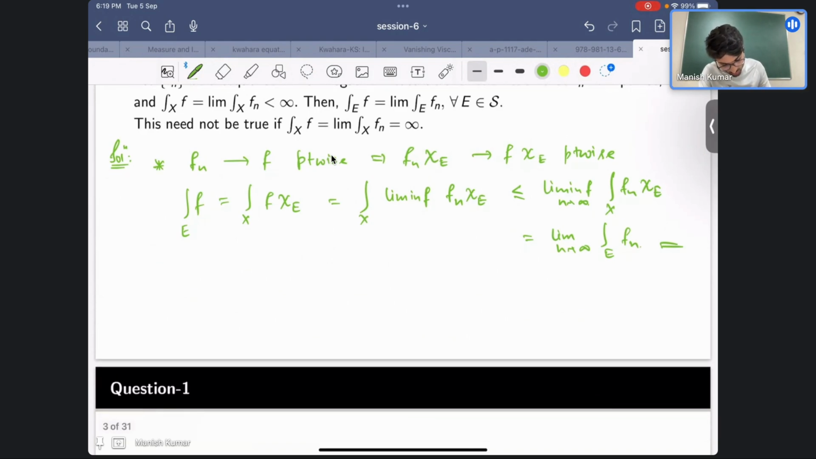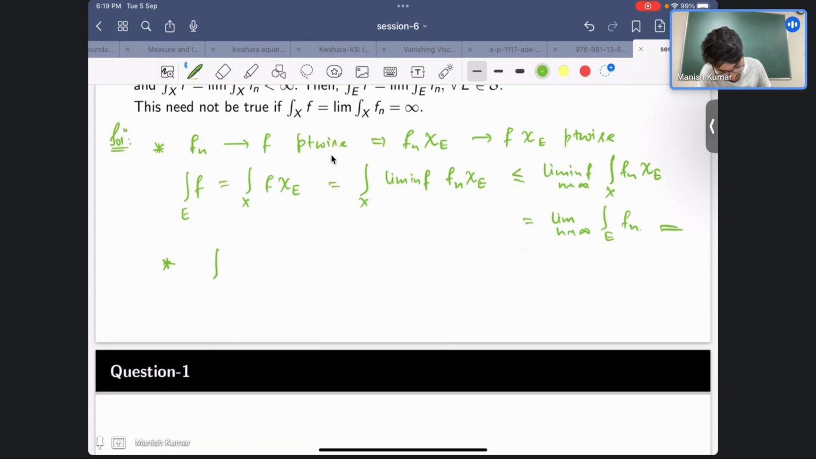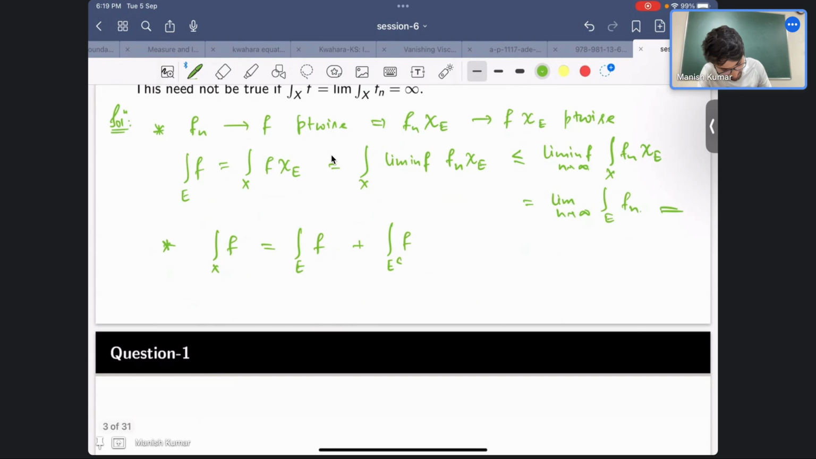Now as she was saying, she was not able to do the reverse part. So for that, you can deal with the complement of e. You are integrating here over e; now you can deal with the e complement. So let me explain how it works. You already know that this f over x, I can write it as f over e plus f over e complement, right? This I can do because e and e complement are disjoint, so I can write the integral of f over x as this.